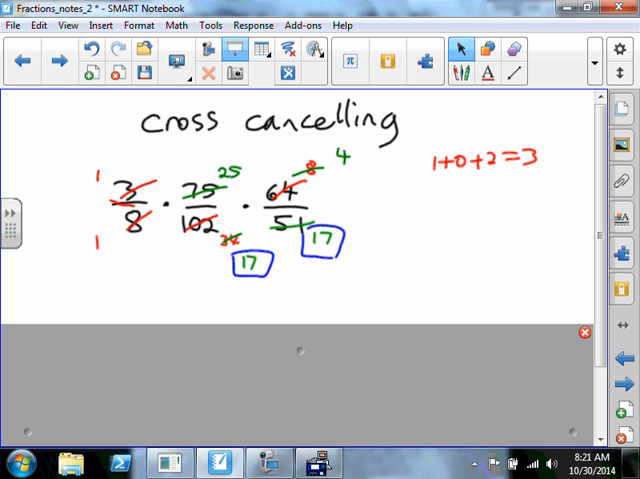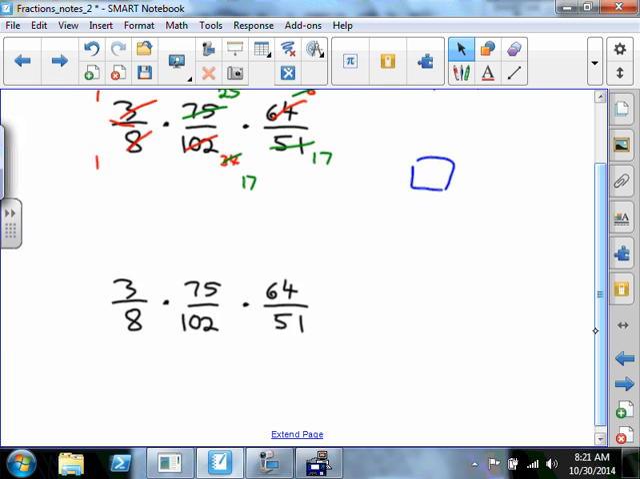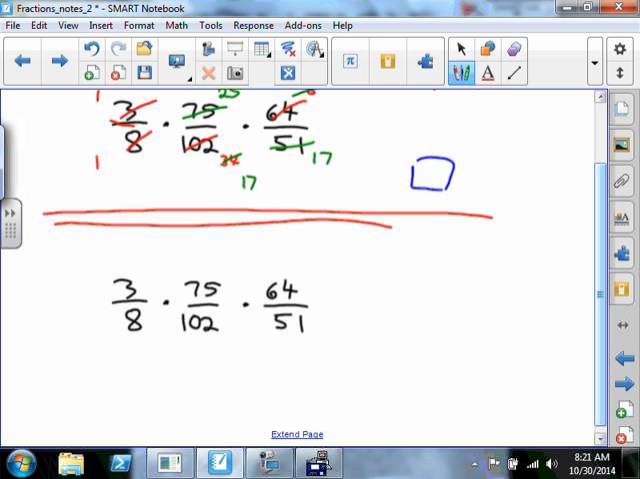Okay? So hopefully you kind of get an idea, a feel for how cross-canceling works. Does that make a little bit of sense? Well, is this the answer? Good question. The reason we cross-cancel is because when we multiply fractions, we multiply across the top and we multiply across the bottom. So imagine, if you would, the directions didn't say cross-cancel. Imagine the directions said multiply.